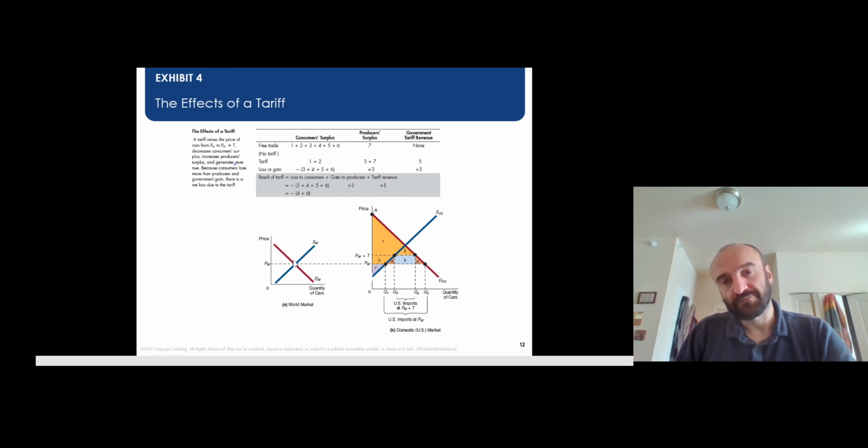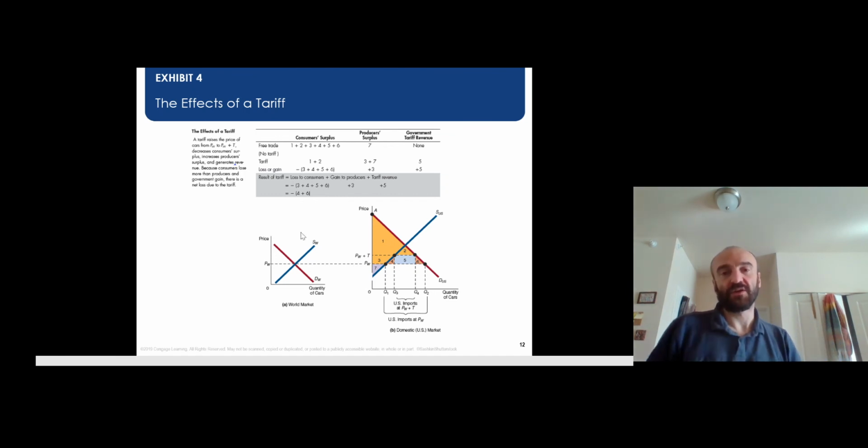The picture depicts the price of steel on the world market, what the price of steel would be on the world market if the world market is free. If there are no tariffs, then the price will be the intersection of world supply and world demand for steel.